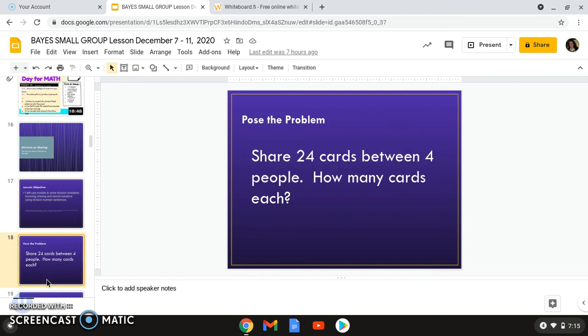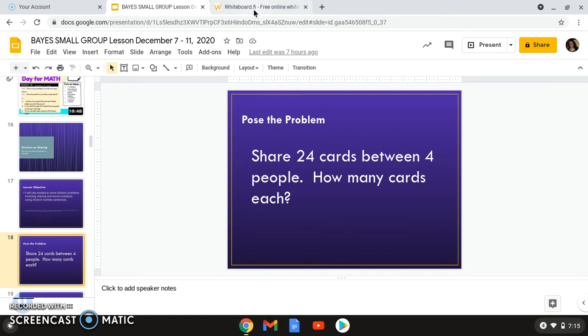So let's start out with this particular problem here. We're going to share 24 cards between 4 people. We're looking for how many cards each person will get. So we're thinking about how many cards will be in each group, not how many groups. There are 2 different questions that we could possibly look for in division, which we've already talked about. This time we're looking for how many are in each group.